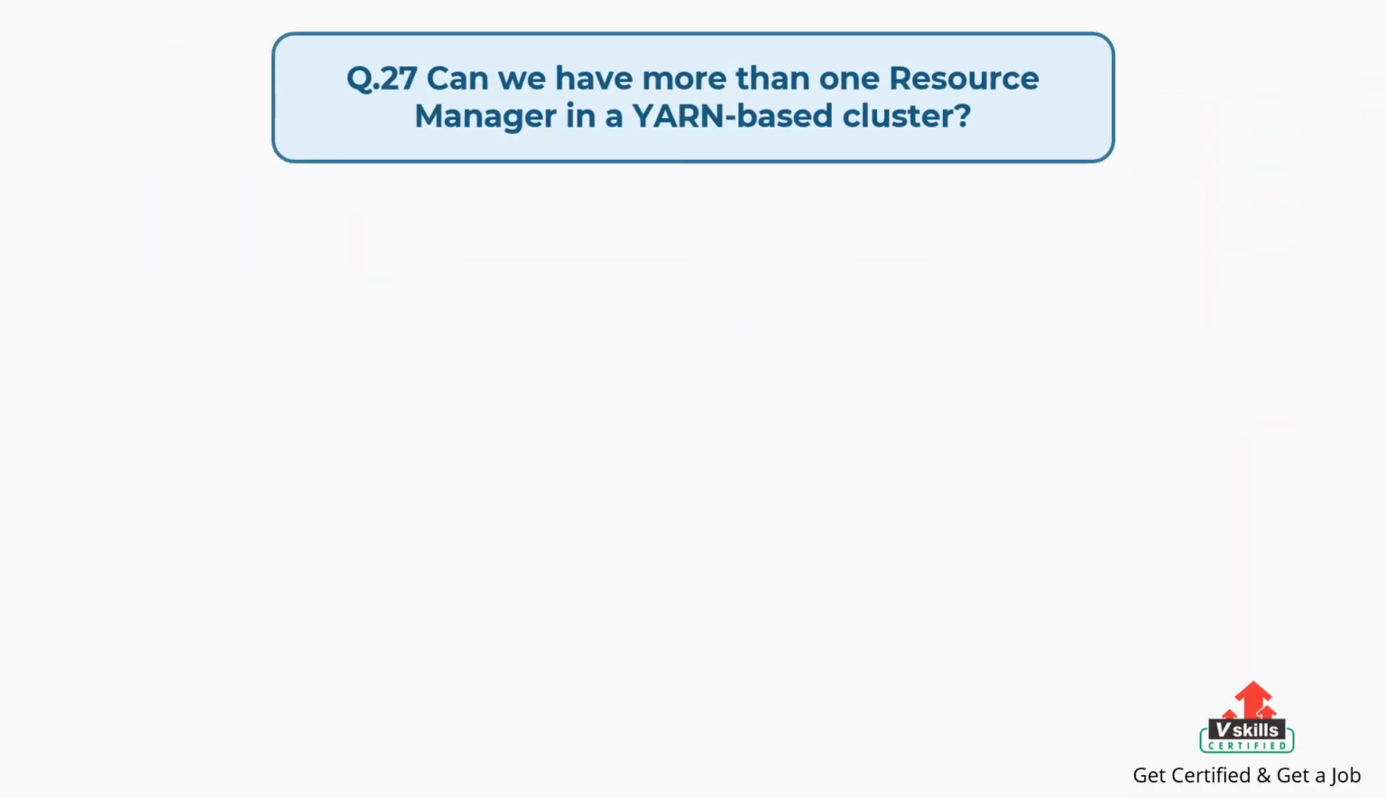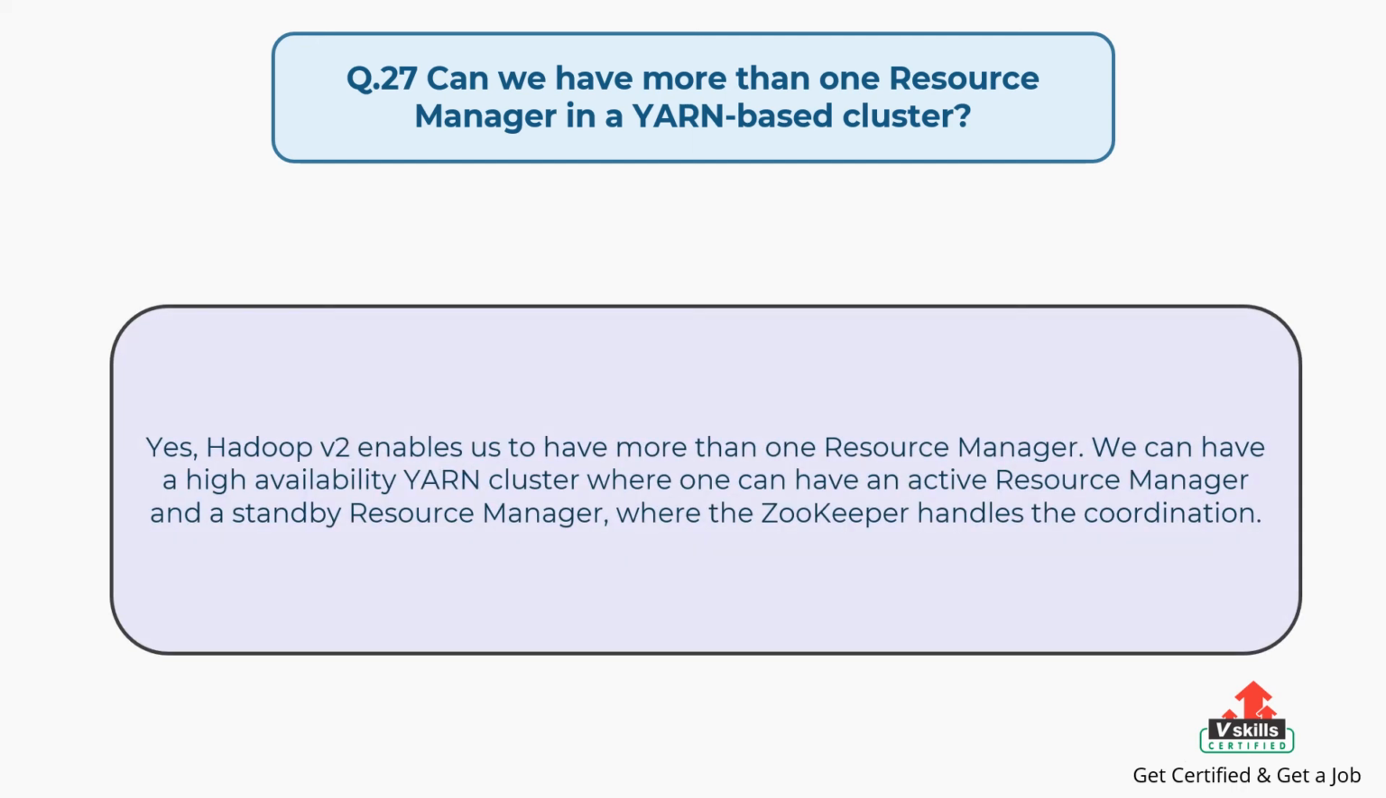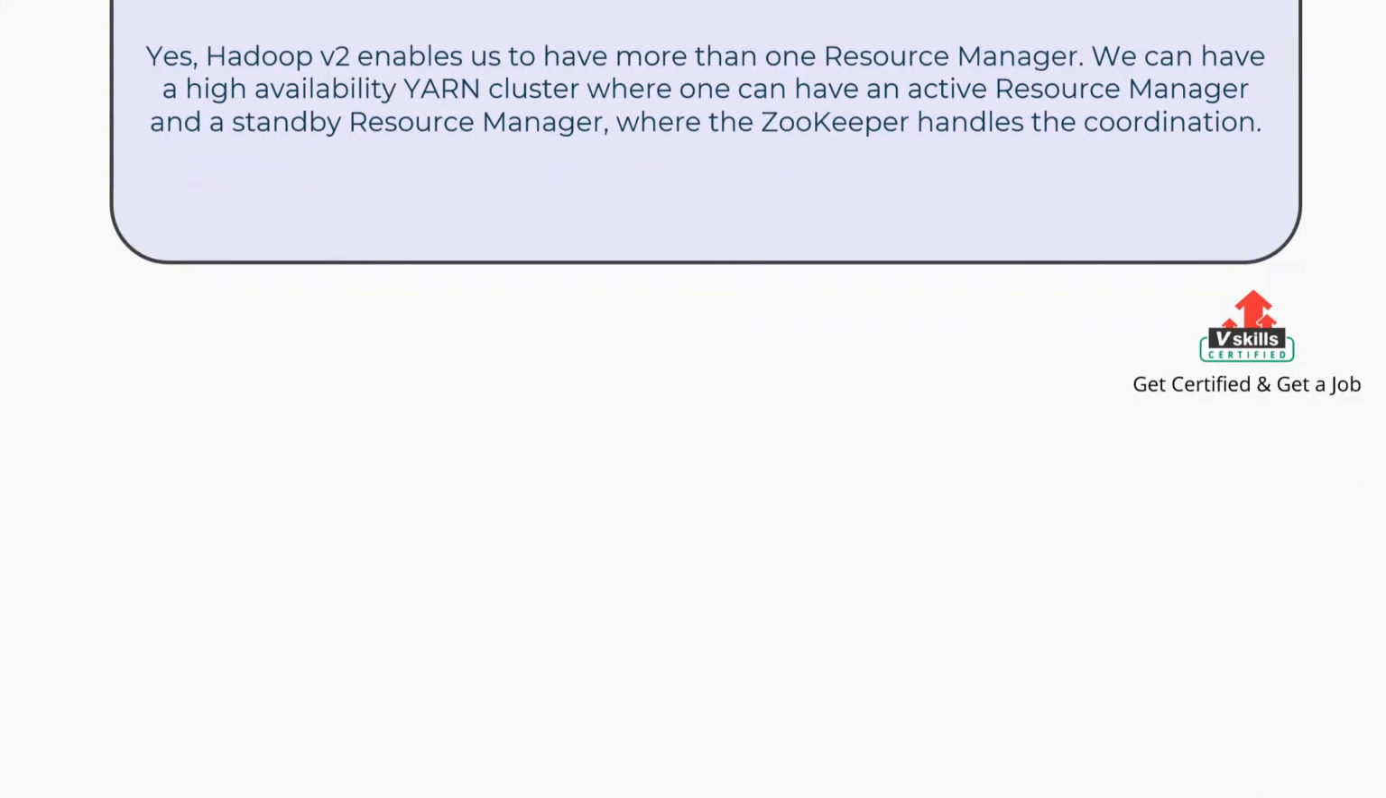Question number 27. Can we have more than one resource manager in a YARN-based cluster? The answer is, yes. Hadoop version 2 enables us to have more than one resource manager. We can have a high availability YARN cluster, where one can have an active resource manager and a standby resource manager, where the ZooKeeper handles the coordination.